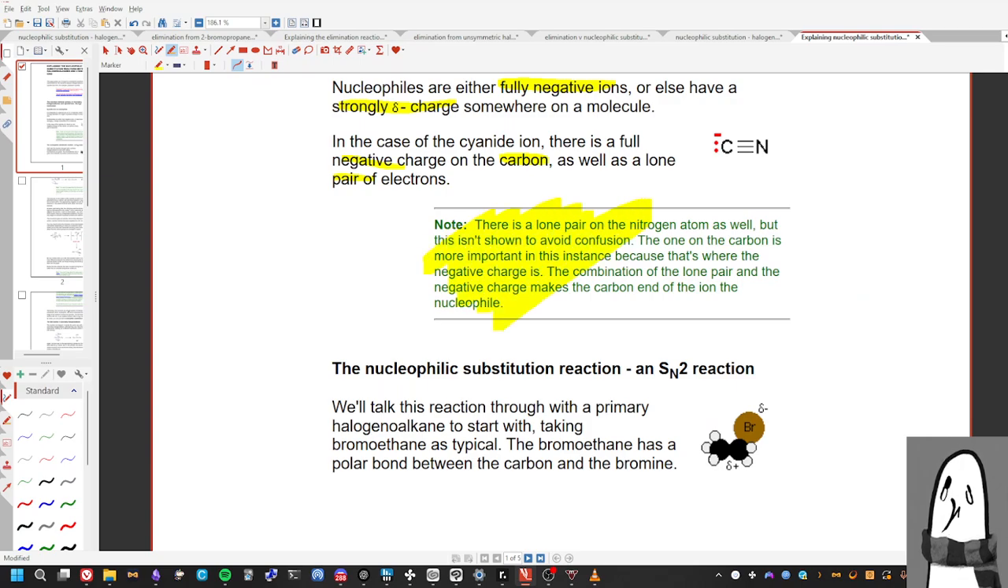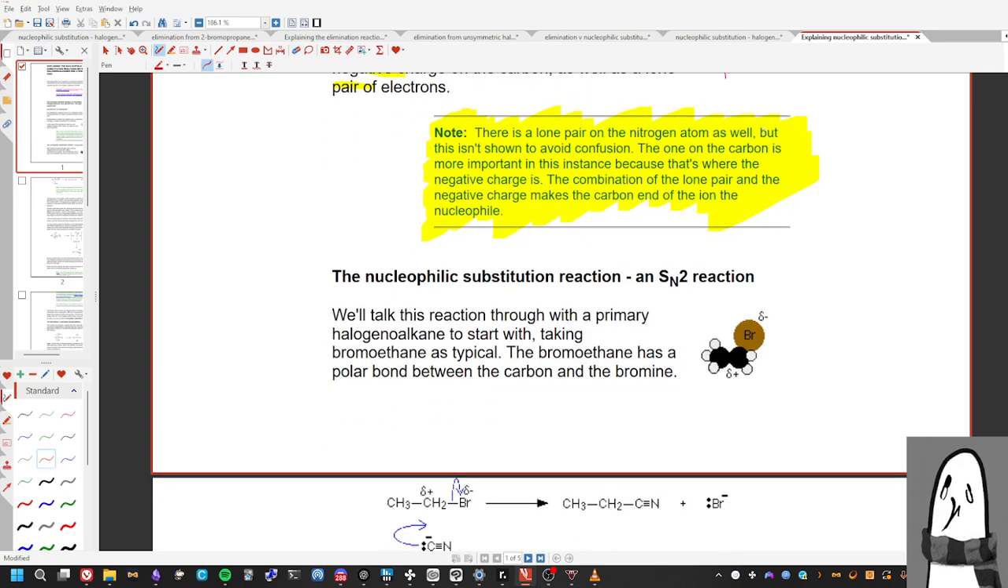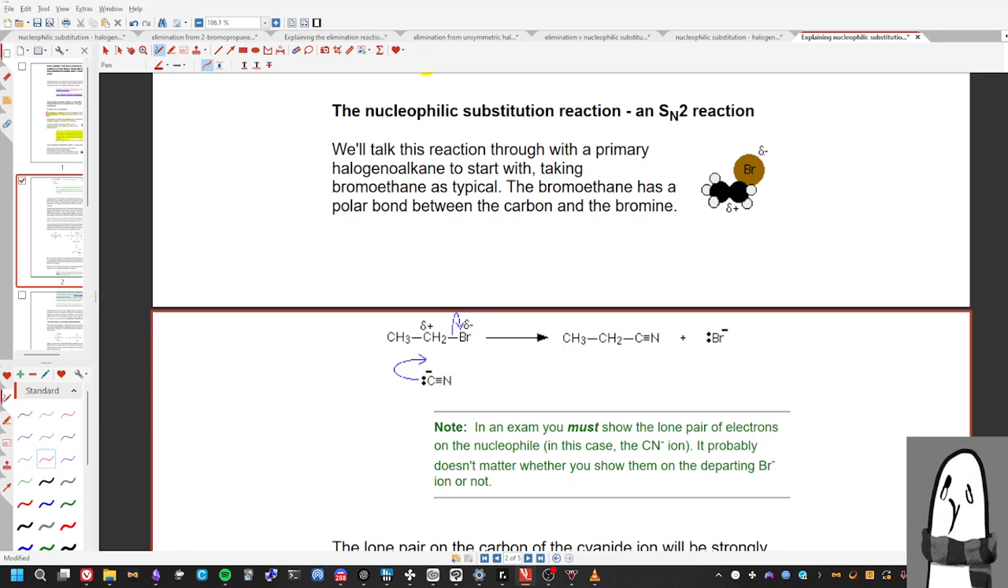Okay, so this seems pretty important as well. There are two lone pairs, but only one negative charge. The one on the carbon side is more relevant because the combination of the lone pair and the negative charge makes that side the nucleophile. So just to avoid confusion, we write the lone pair on the carbon. You tend to associate lone pairs with negative charges, even though they're not really the same thing. That's what I just learned, even though I thought they were the same thing.